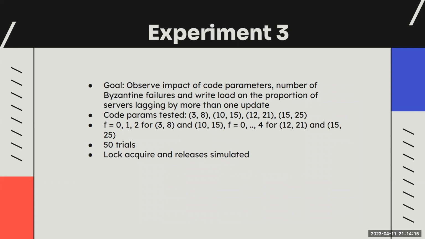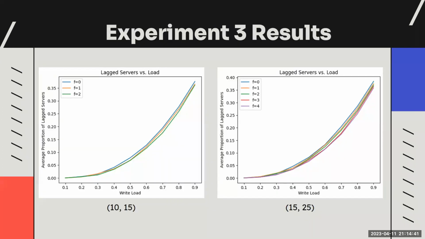The goal of experiment 3 was to observe the impact of code parameters, number of Byzantine failures, and the write load on the proportion of servers lagging by more than one update. The code parameters tested were (3, 8), (10, 15), (12, 21), and (15, 25), and all possible combinations of number of failures were tested for each of these. Also, all the values were averaged over 50 trials, and in this case, only the acquires and releases of the locks had been simulated. For the sake of brevity, we provide the plots of code parameters (10, 15) and (15, 25) only.